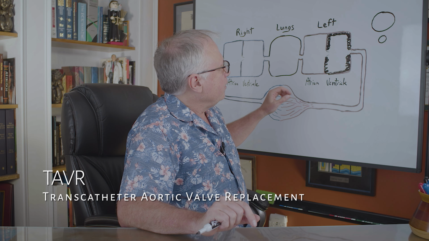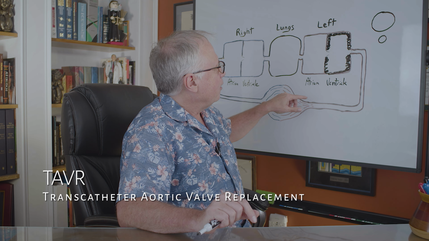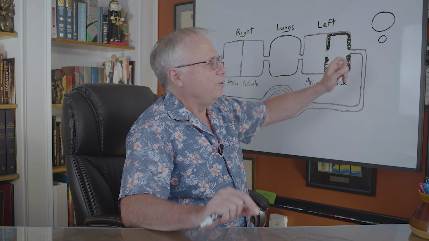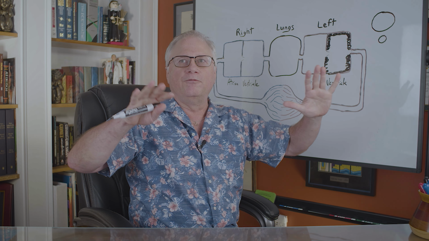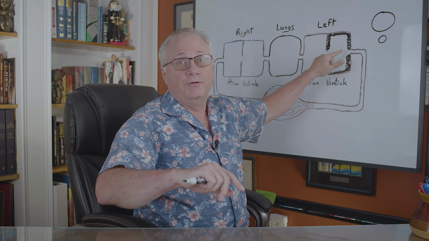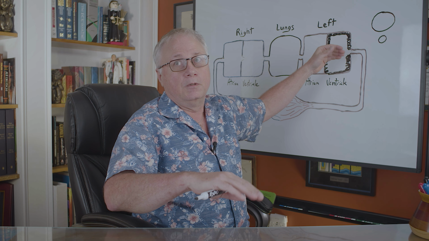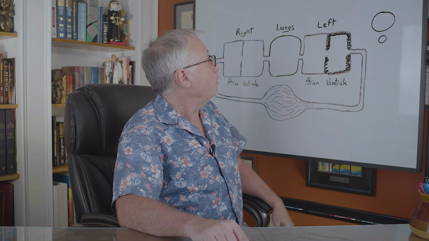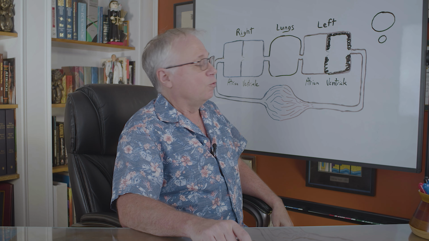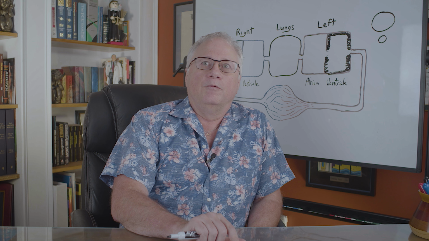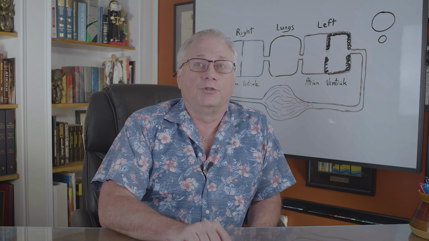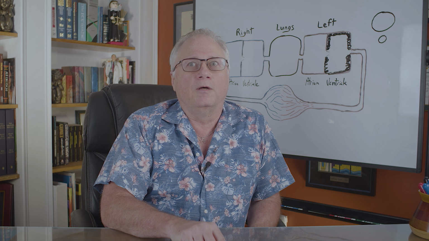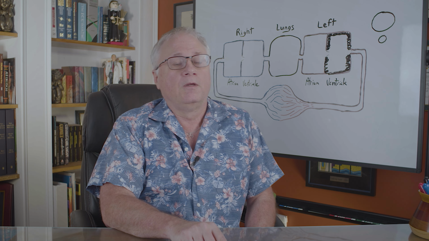And with a TAVR, they can basically put an artificial valve on the end of a catheter, run it up into here, put it in place, and they deploy that valve without ever removing your native aortic valve. And those things work really well. And so we have a lot of particularly elderly patients who just aren't a candidate to have anything else done, and this can really help them greatly.